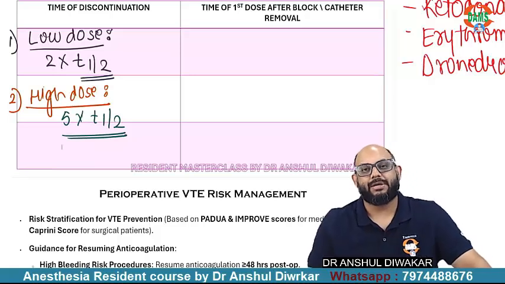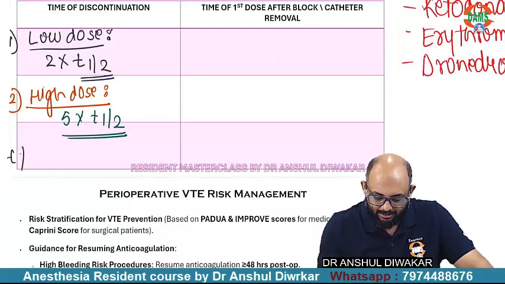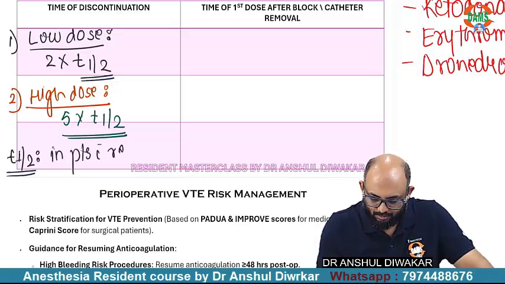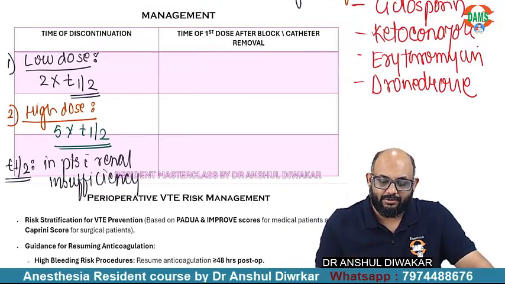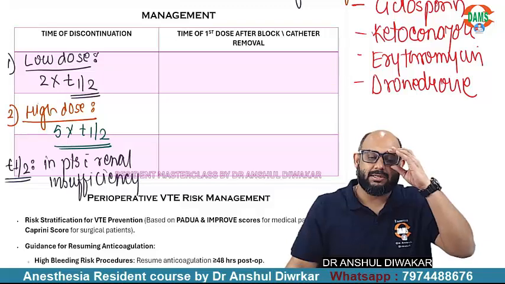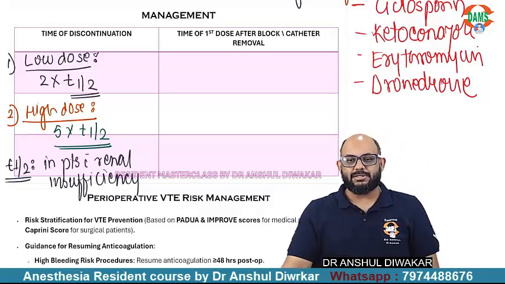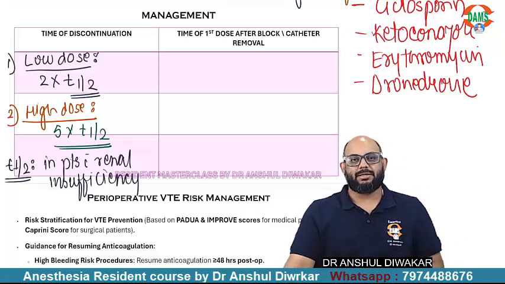Now, how do they calculate T half? T half can change in different situations. So they will take the longest T half for an individual. The longest T half is in patients with renal insufficiency. So on the safer side, they will take the T half of the drug in a patient with renal insufficiency, and that is what they will use to calculate the timing of discontinuation. So what is the time of discontinuation? Low dose, twice the T half; high dose, 5 times the T half.